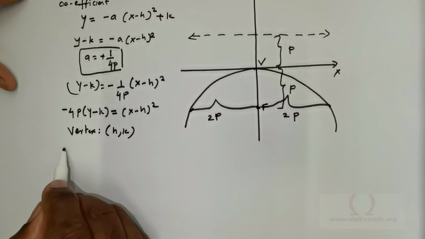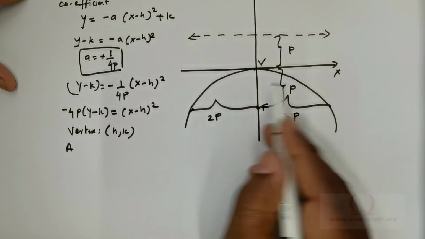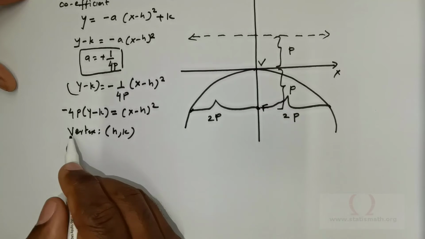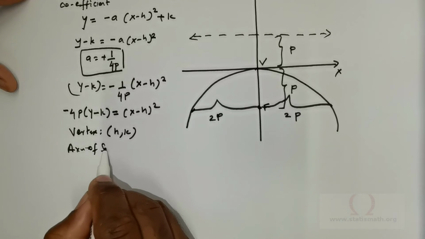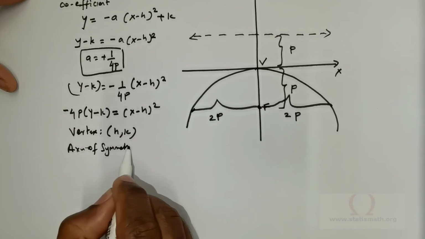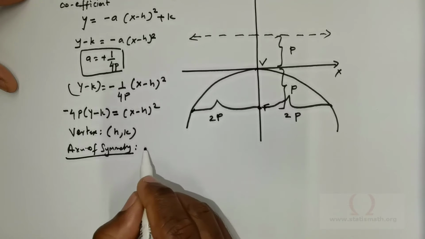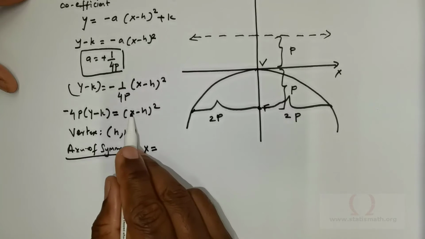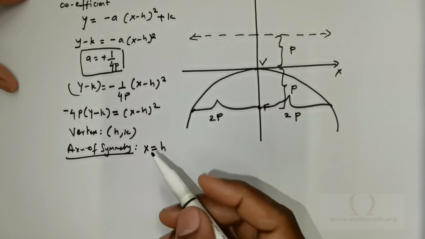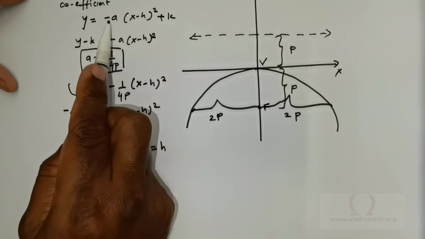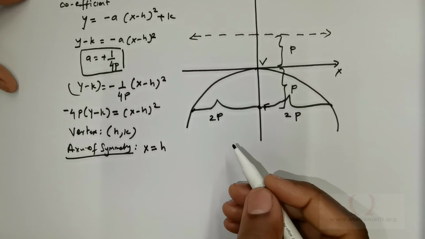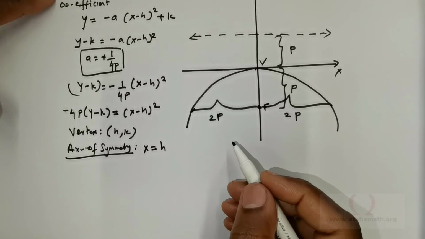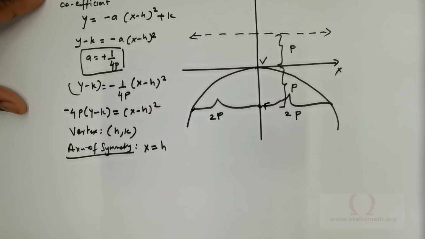The axis of symmetry is the line that divides the parabola into two equal parts. So the axis of symmetry, or the line of symmetry, in this case is going to be x is equal to h. So when a has got a negative sign, the parabola gets inverted. So that is for the vertical parabola. We will now study about the horizontal parabola with negative coefficient.